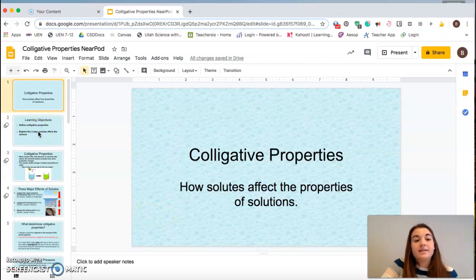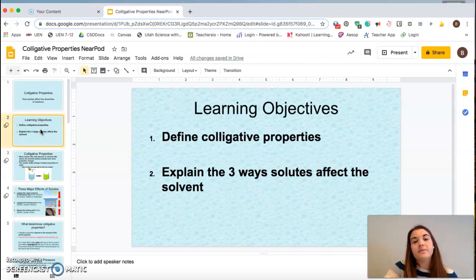So, like it says, the learning objectives are to define what colligative properties are and then to explain the three ways solutes affect the solution. So there are three different ways we're going over that today. So let's first off define what colligative properties are.